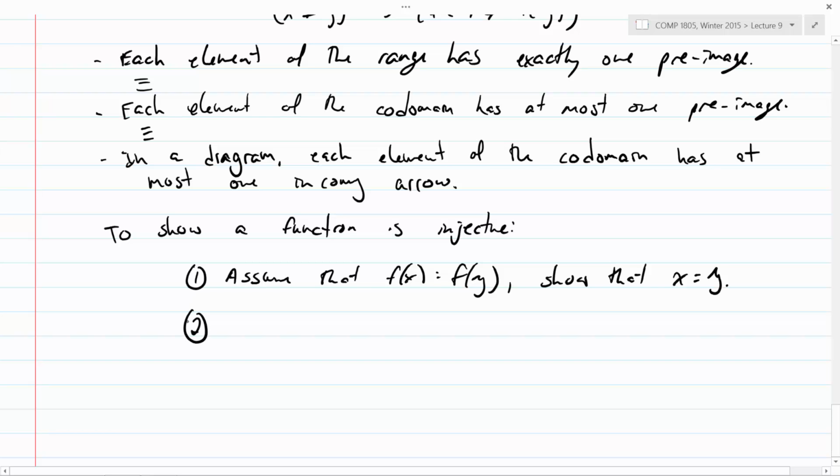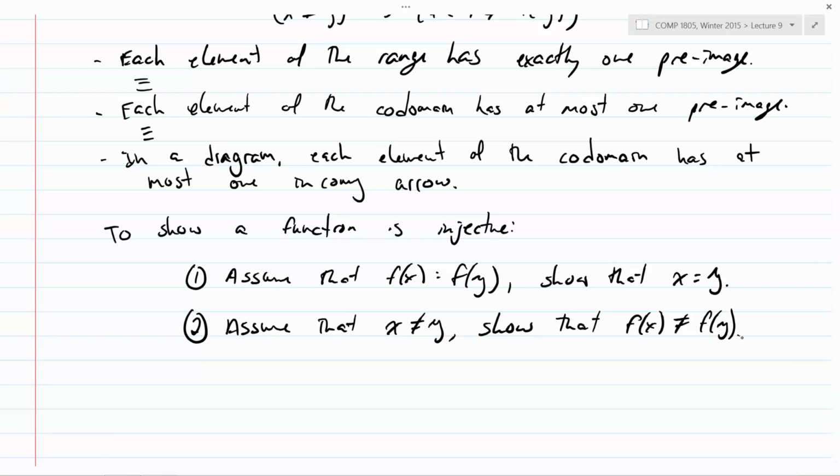The second way to do it would be to assume that x does not equal y and show that f of x does not equal f of y. And that would basically be showing that it's true indirectly. All right? And the method you use depends on the function. Some are easier to prove one way or the other way. I would recommend trying one first, because when that does work, it's usually relatively straightforward.